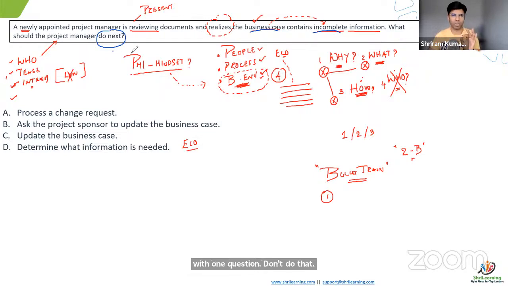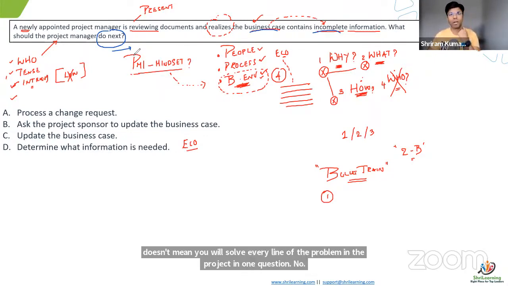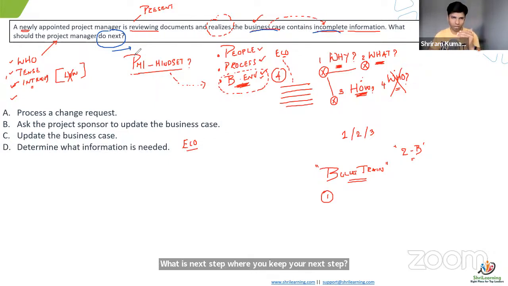That's it. One step forward. You have to read the last line carefully. Even though we know there is a problem, that doesn't mean you will solve every line of the problem in the project in one question. No. What is the next step? Now, when you know the problem statement, when you know that it is asking what is next, I'm sure your brain already started processing because you have an amazing brain.